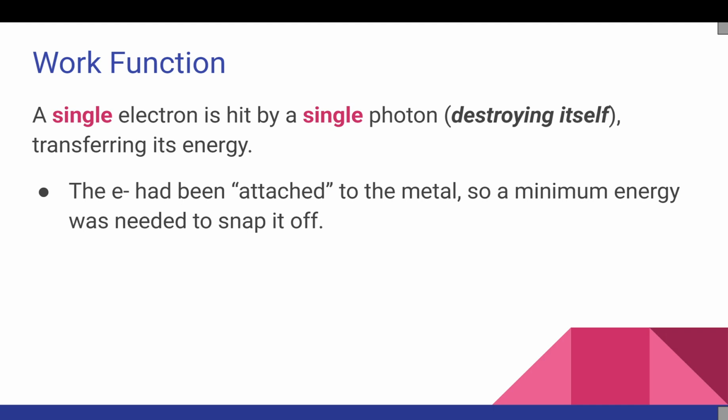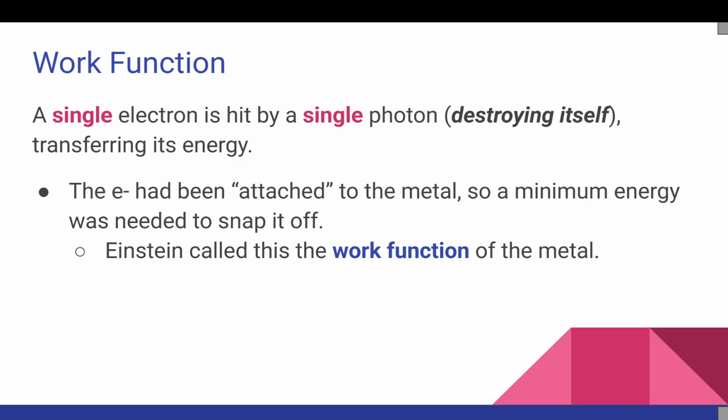That is going to be related then to the minimum energy needed just to snap off the electron to get it to break off of the metal surface, because we're always doing this shooting photons of light at metal surfaces. Because think about the periodic table, metals form positive ions because they're willing to lose some of their valence electrons. So Einstein called this the work function of the metal.